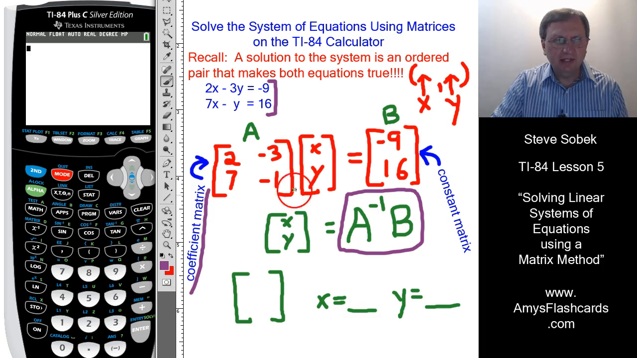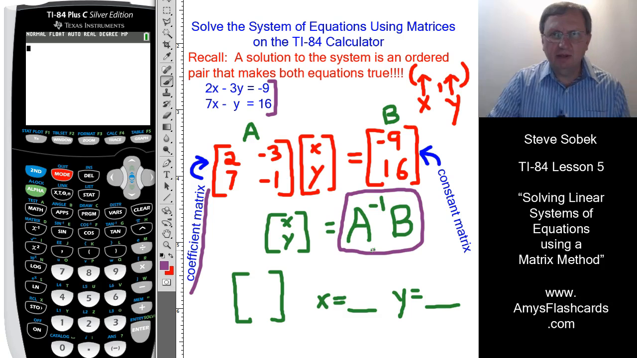To use this method, you need to know how to populate your coefficient matrix. Very easy, just these four numbers, the coefficients of x and y, and how to populate your matrix B. There are these two constants, negative 9 and 16. Very easy. And you need to memorize A inverse times B.